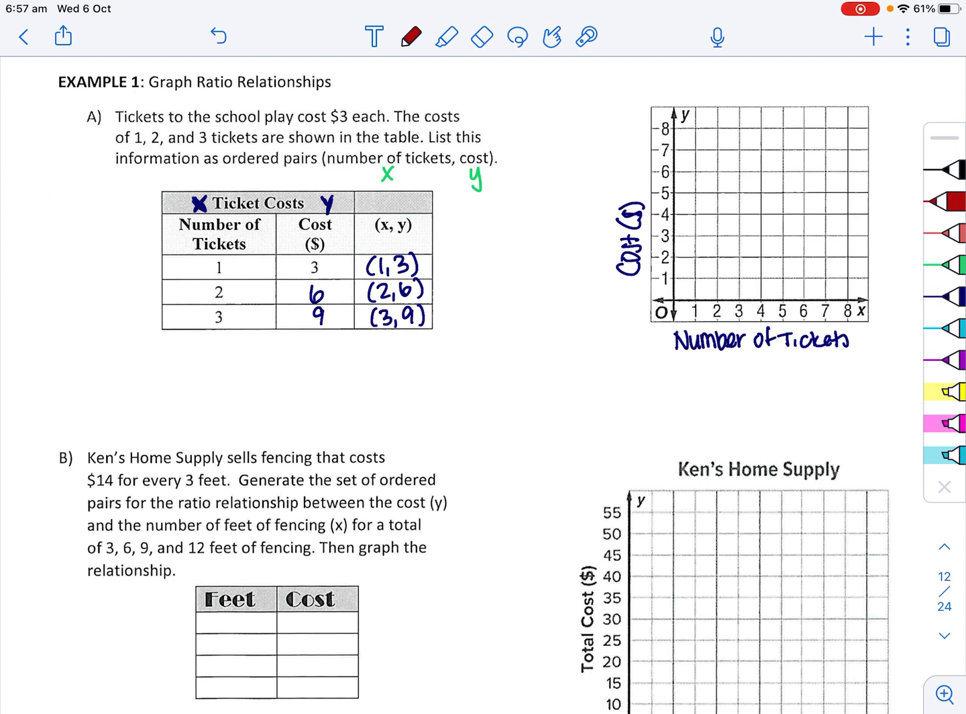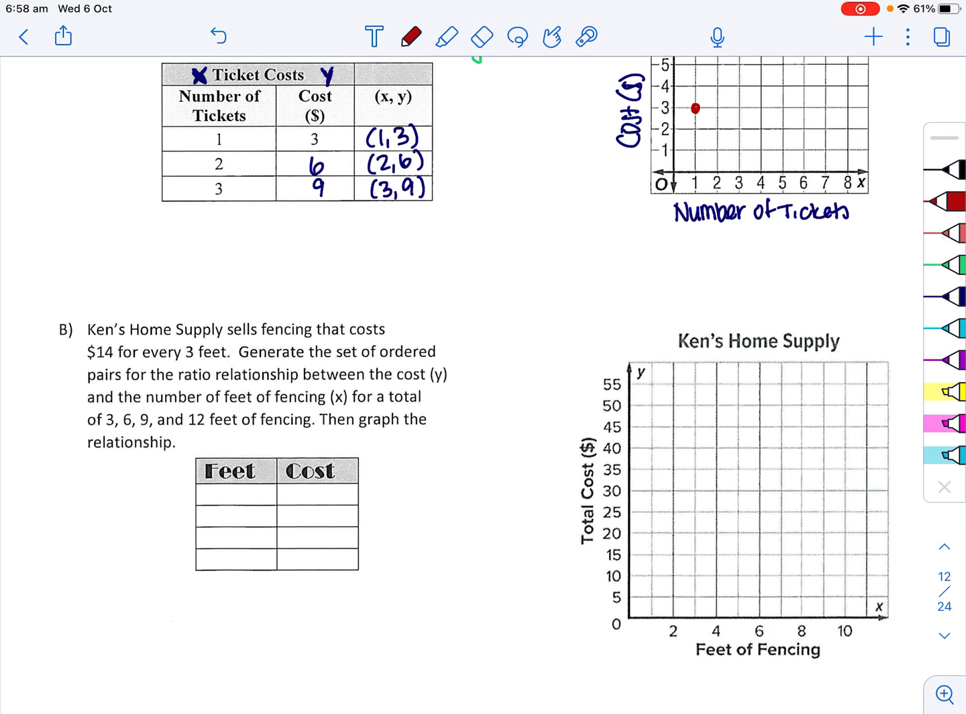And now I'm going to graph 1, 3, 2, 6, 3, 9. You do not have to connect these points. They are just standalone points on the graph that represent the cost of a certain number of tickets. We should notice that the graph appears to be a straight line, and they should be in a pattern that represents a line, given that it is an equivalent ratio table and graph.